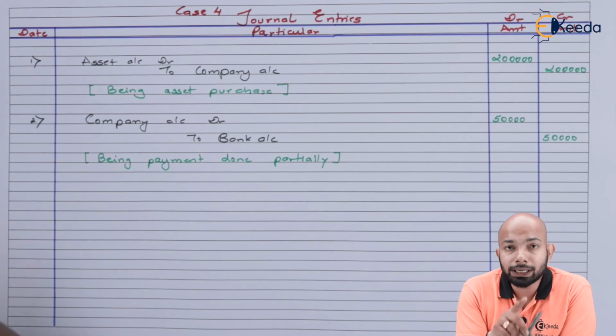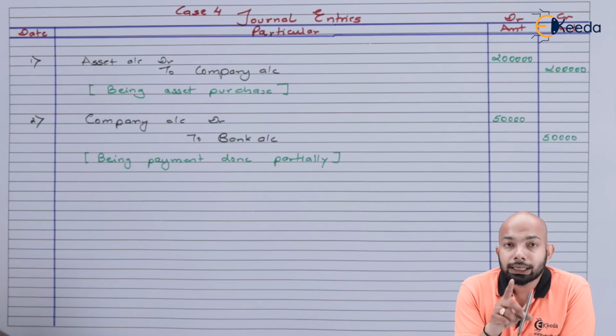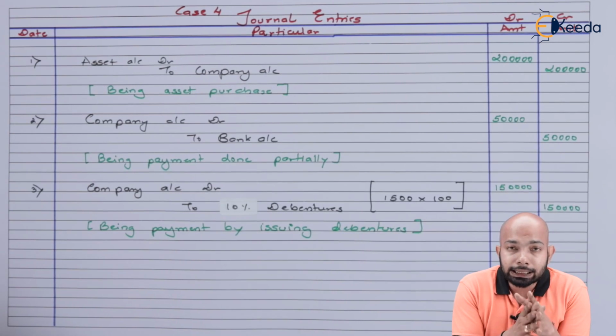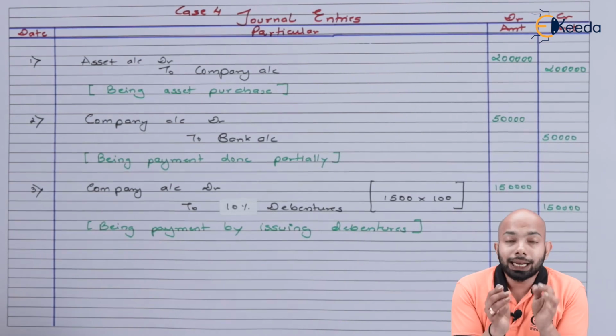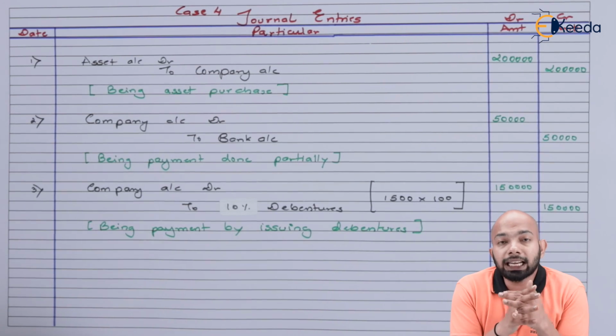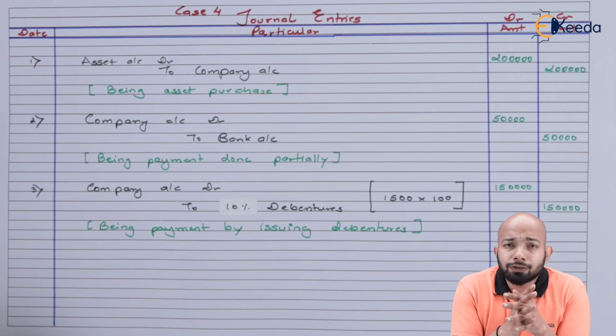Again, the entry will be the total of 1,500 shares which are referred to 10% debentures. So let's mention that. So the last entry that we have passed here is by making a payment, that is company account debit to 10% debentures here. Amount is 1,50,000. So this is the last entry for case 4.